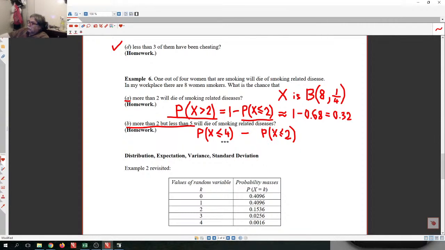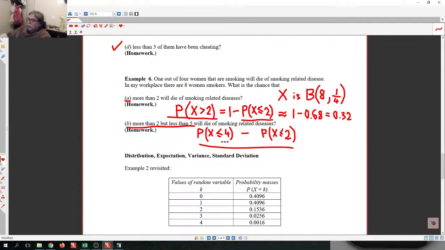Because one of them calculates the probability at 0, at 1, and at 2, and the other calculates the probability at 0, 1, 2, 3, and 4. So when you subtract the probability at 0, 1, and 2 from the probability at 0, 1, 2, 3, and 4, you're going to get the probability at 3 or 4. Okay? You can say, look, you just simply calculate the probability at 3 and the probability at 4, either using the formula or your calculator PDF. It's fine, you can do that too.